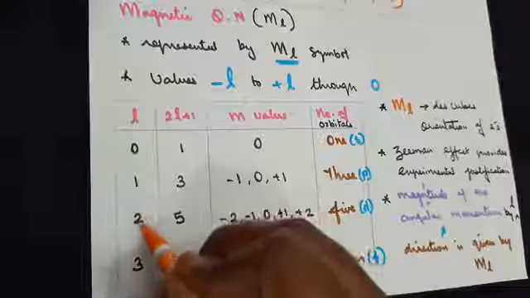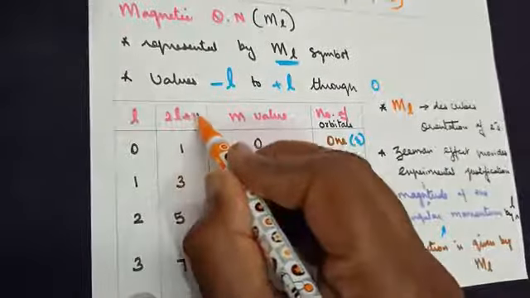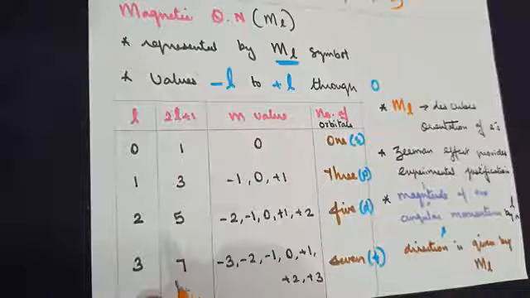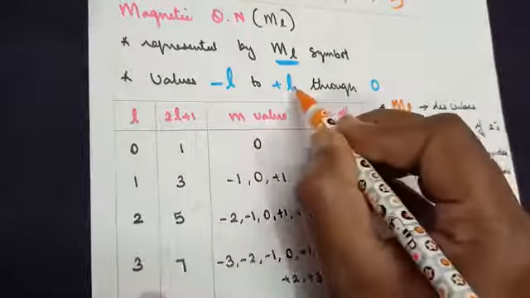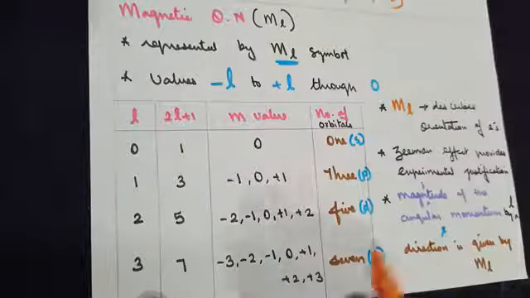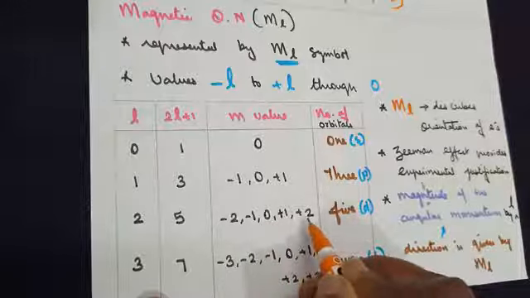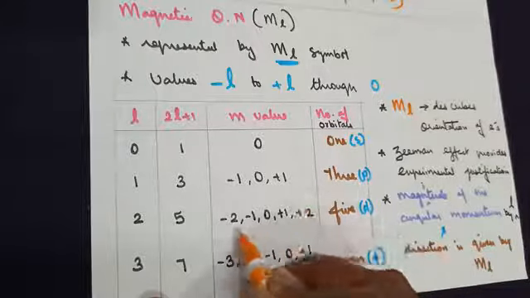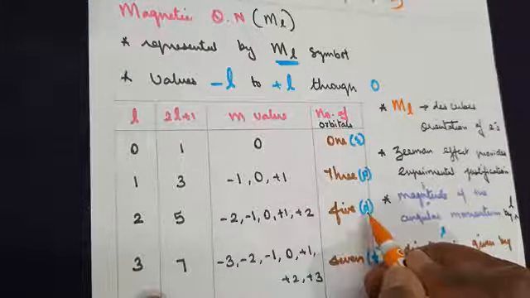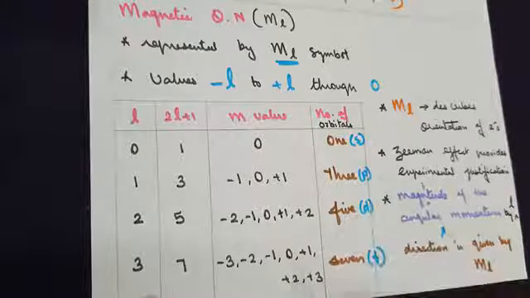If l equals 2, substituting, 2 twos are 4 plus 1, I will get 5. So from minus 2 to plus 2, you have to write the numbers: minus 2, minus 1, 0, plus 1, plus 2. So how many values are you getting? 5. Hence we call them d orbital here.